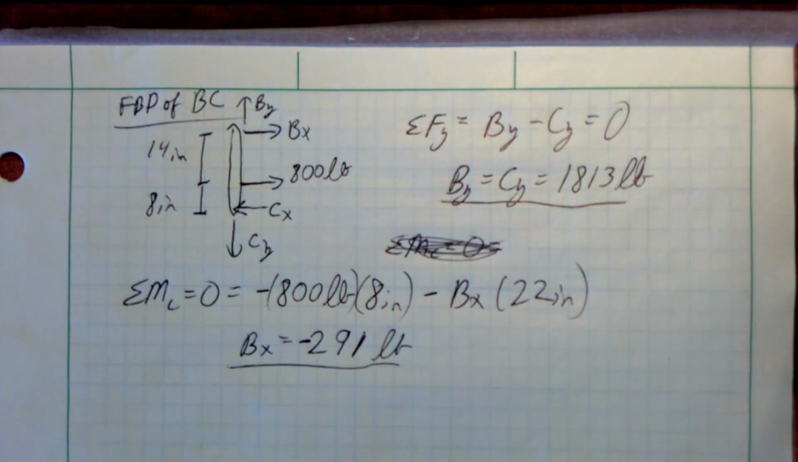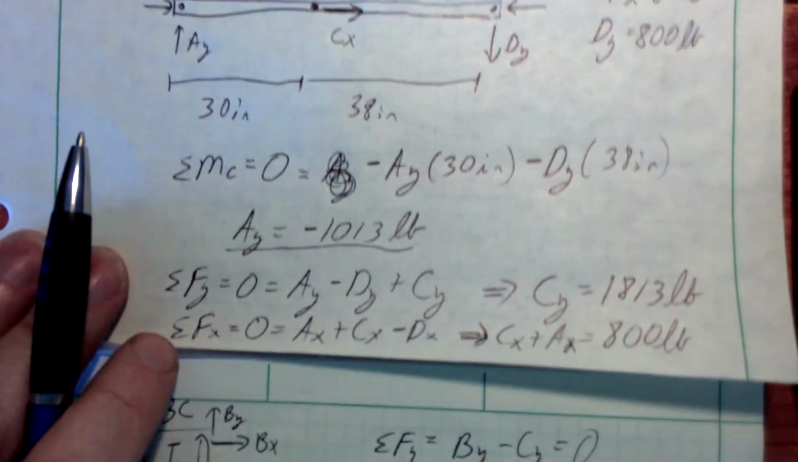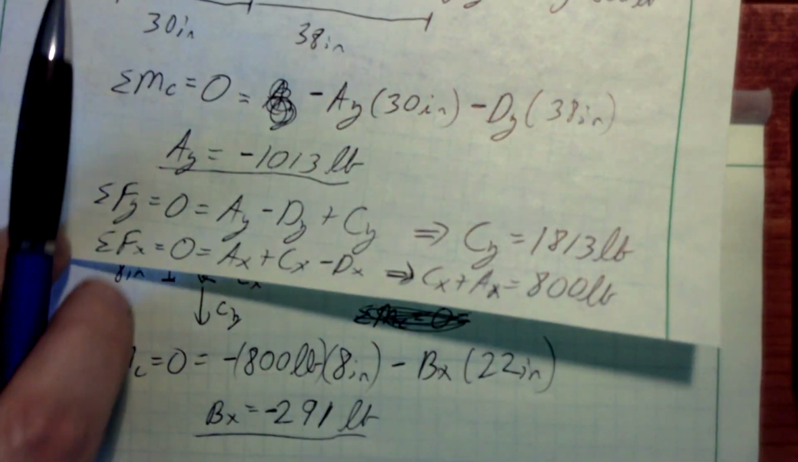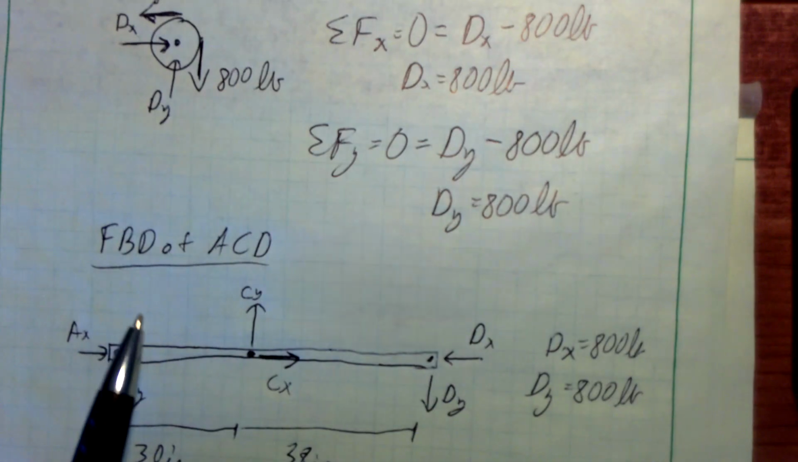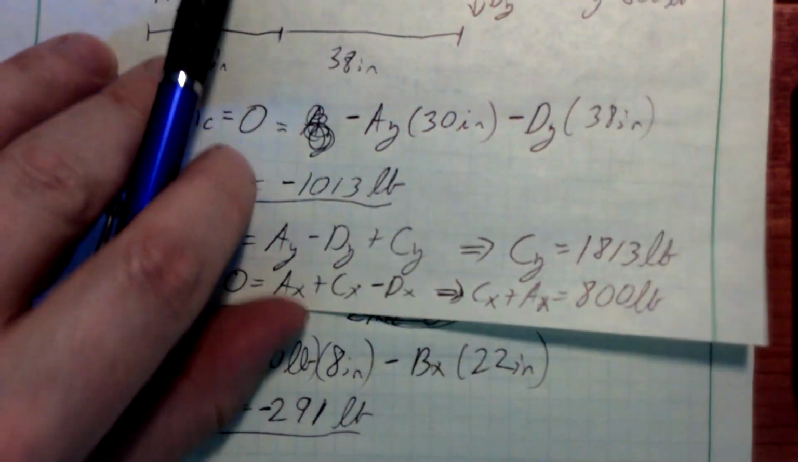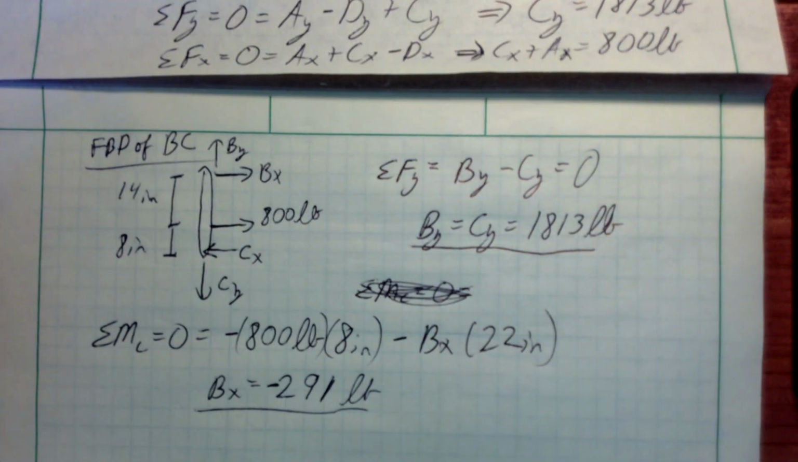Now, how does that help us? Well, what am I looking for now? I was looking for the reactions at A and B. So I've got AY, I've got BY, and I've got now BX. I need AX. Okay, well I know AX in terms of CX, and I know BX, and I can write one more equation.